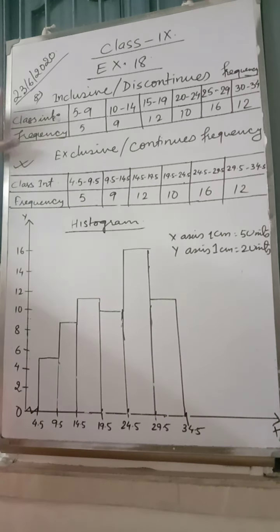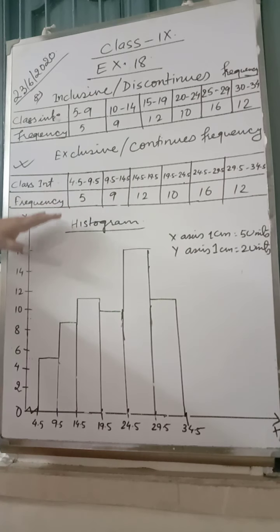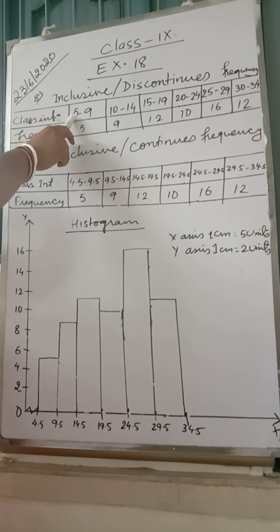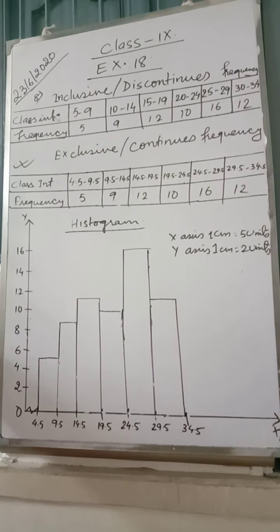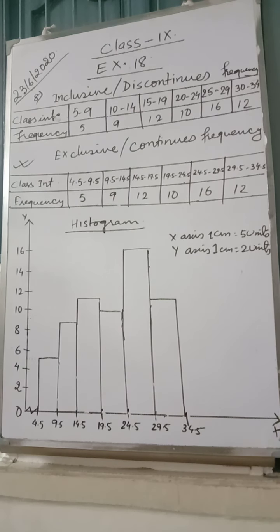Once again I am saying, it was given in your book. We have converted it into a continuous frequency distribution table because this is discontinuous. We cannot represent it as a histogram. So we converted it into a continuous frequency distribution table. How to convert? From the lower limit of the class interval, subtract 0.5, and to the upper limit of the class interval, add 0.5. Once it is converted into a continuous frequency distribution table, that is represented on a graph sheet as a histogram.